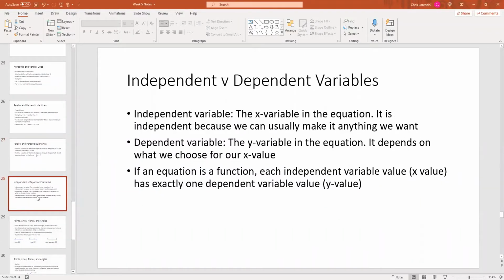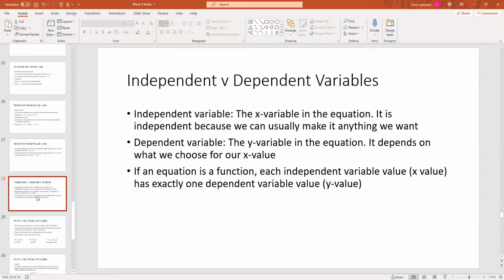So let's talk a little bit about independent and dependent variables. Just so you're aware, the independent variable is always the x variable in the equation. And it's independent because normally we can make it whatever we want to make it. It's almost uncontrollable by us. Y ends up being the dependent variable as it depends on what x is.